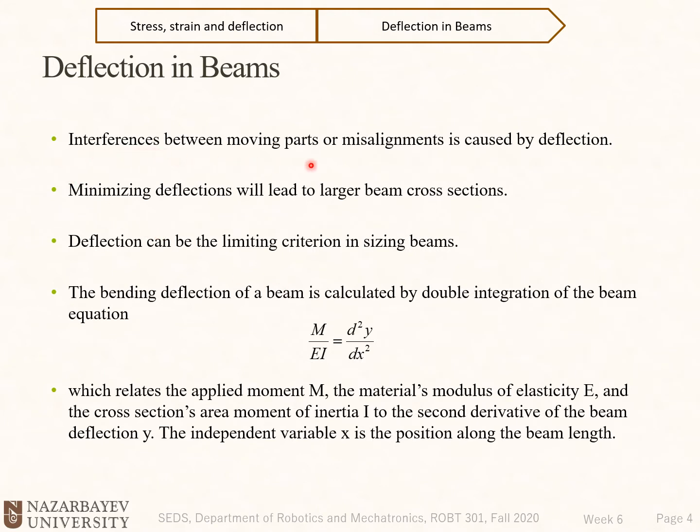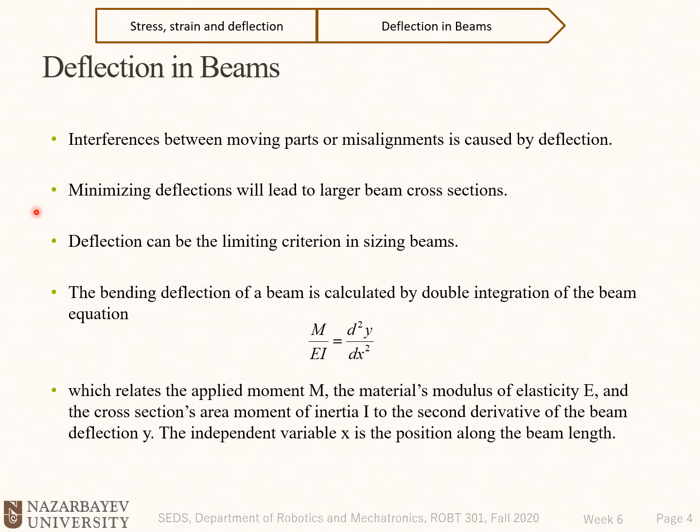Interferences between moving parts or misalignments are caused by deflection. Okay, so it's very important. That's why deflection is important, to know how much deflection there is between moving parts, and specifically parts which have interferences. And we need to know if that deflection could cause failure of the machine.